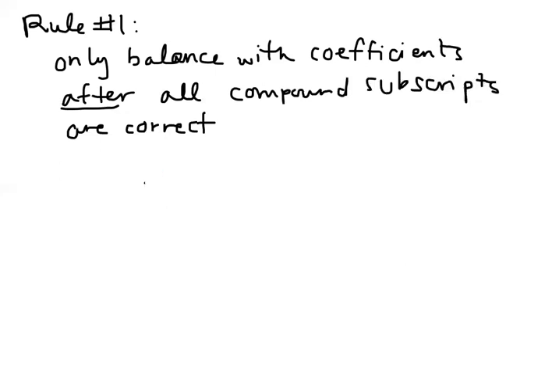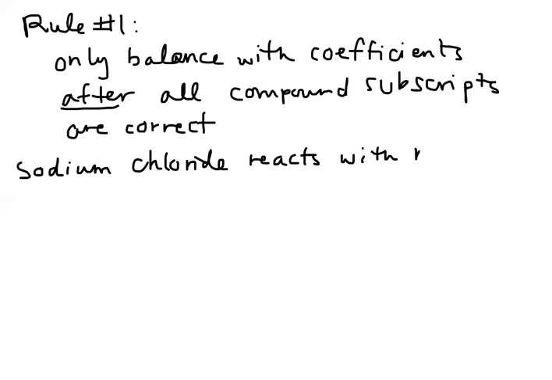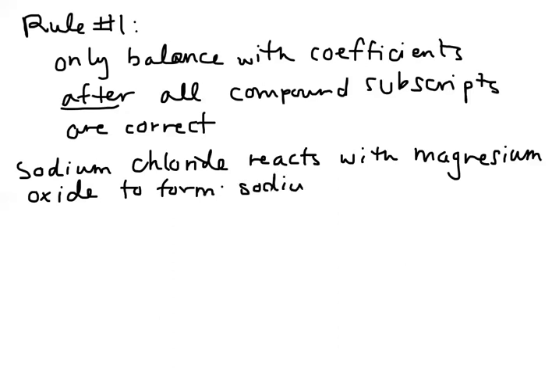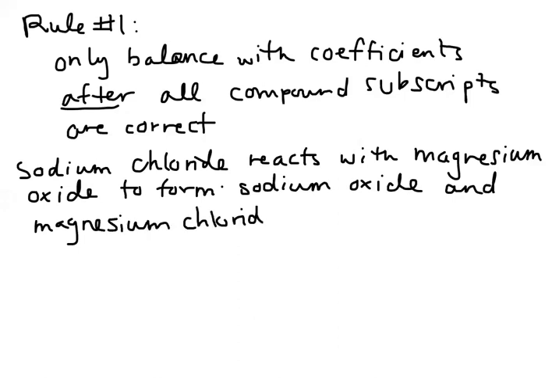So if I give you a problem like this, sodium chloride reacts with magnesium oxide to form sodium oxide and magnesium chloride, I might ask you to write out this reaction in terms of your compounds. Okay, so this is the word equation.